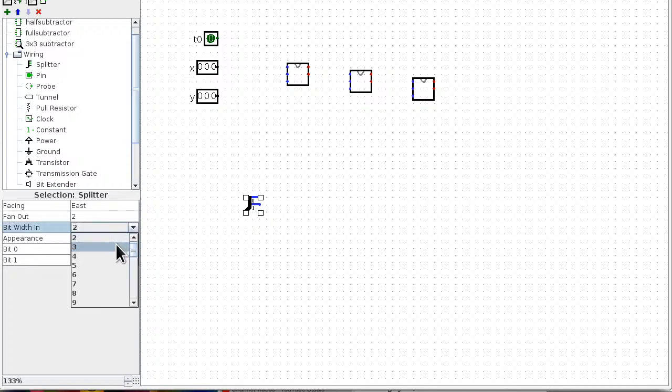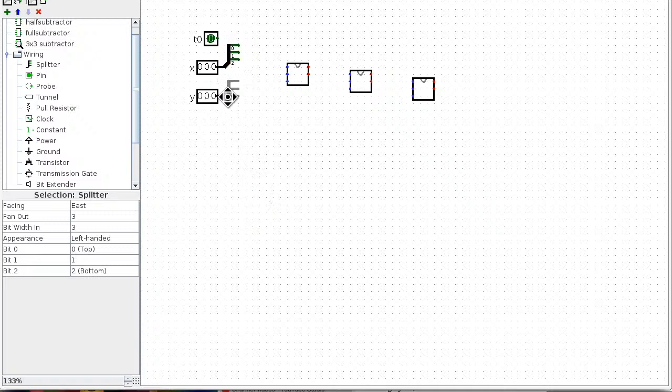So we have a 3-bit wide splitter that splits to 3 ends, and we're gonna have 2 of those, one for X and one for Y. So this is the one for X, and here's the one for Y. Let me see if they still work. There we go. All right.